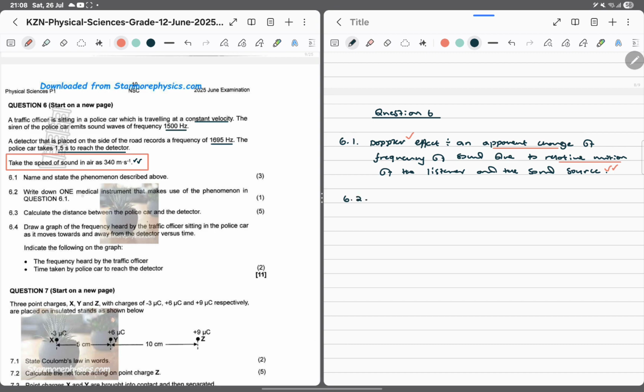We are asked to write down one medical instrument that makes use of the phenomenon. It's a Doppler ultrasound or ultrasound Doppler machine. Okay. Again, easy stuff there. So 6.3.